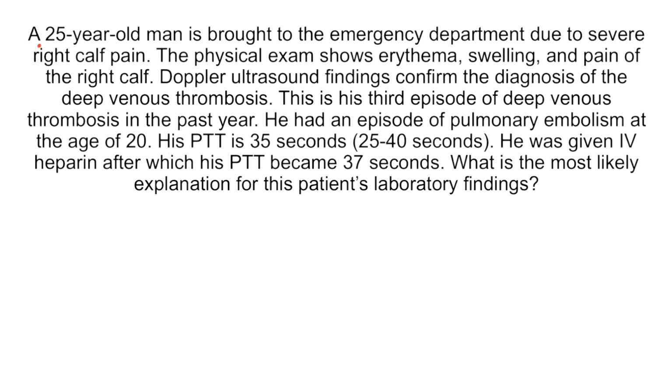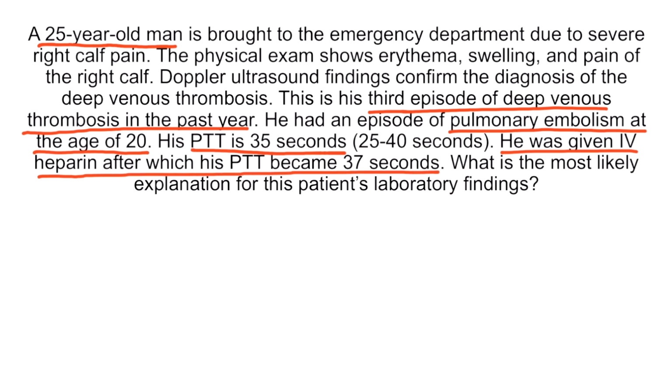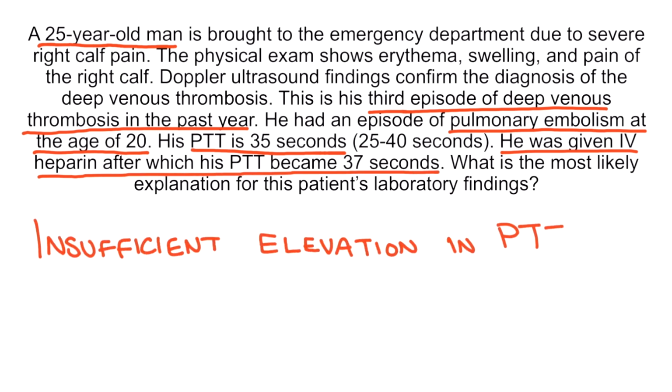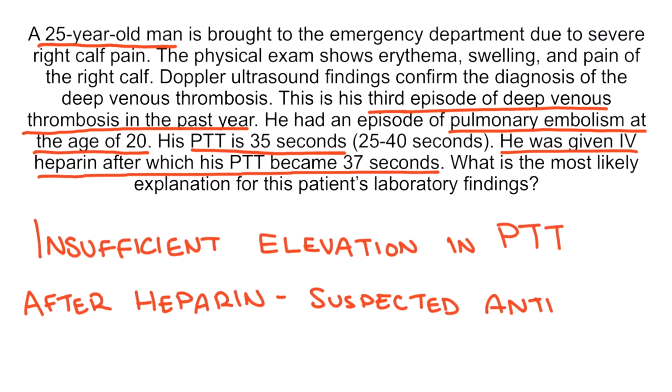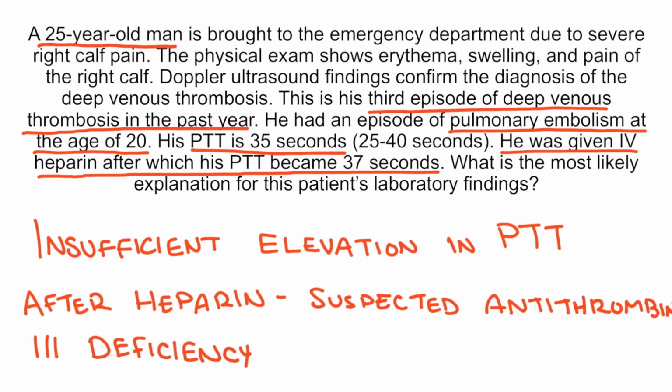This young patient presents with the third episode of DVT in the past year. He had pulmonary embolism at the age of 20. Considering these clues and his age, he likely suffers from an inherited hypercoagulable disorder. IV heparin administration resulted in negligible elevation in PTT. This finding suggests antithrombin III deficiency.